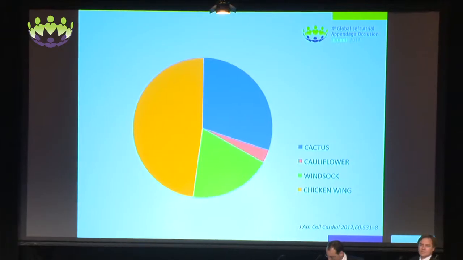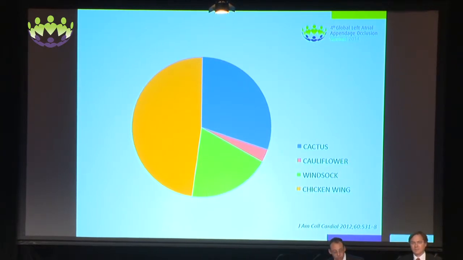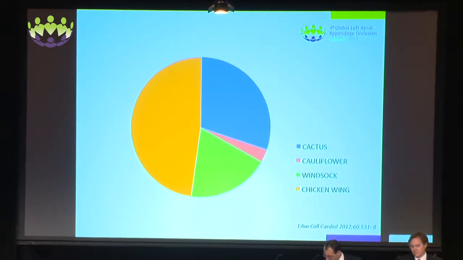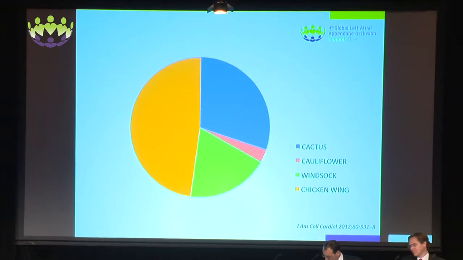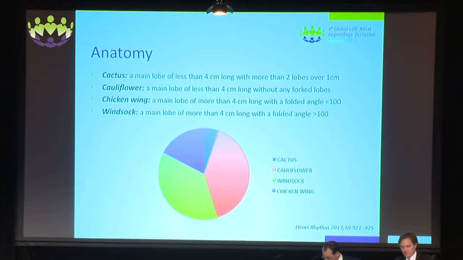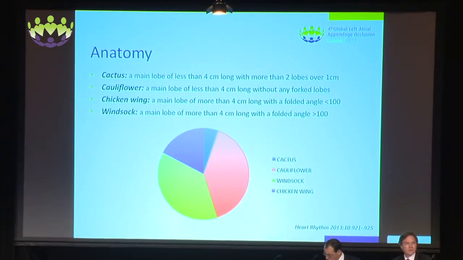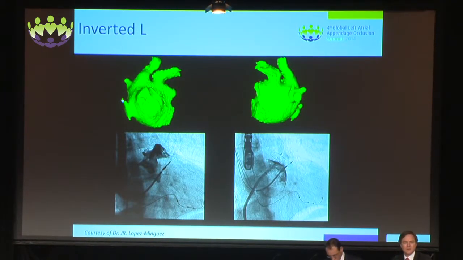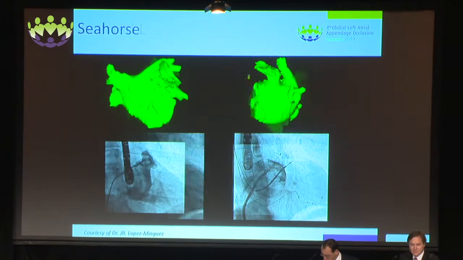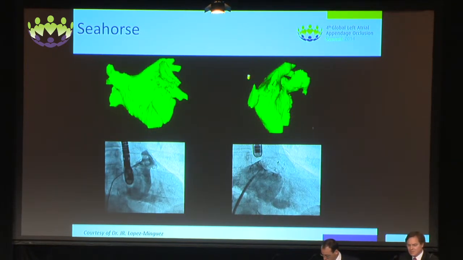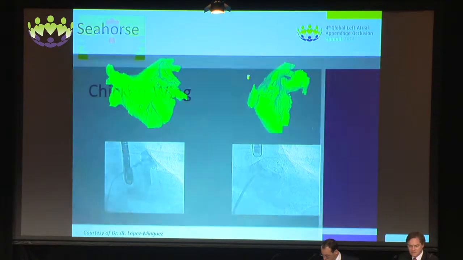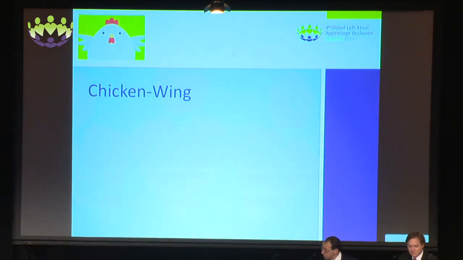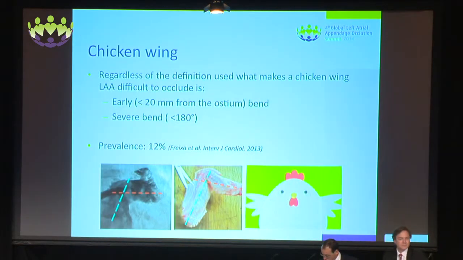In the chart, we can see the frequency of each morphology according to Dr. DiBiase's study, but this number can change if we use a more specific definition. Furthermore, there are some morphologies that are even difficult to include in any of these previous classifications, as we can see in the slide. The first case I'm going to present is a chicken wing LAA occlusion.